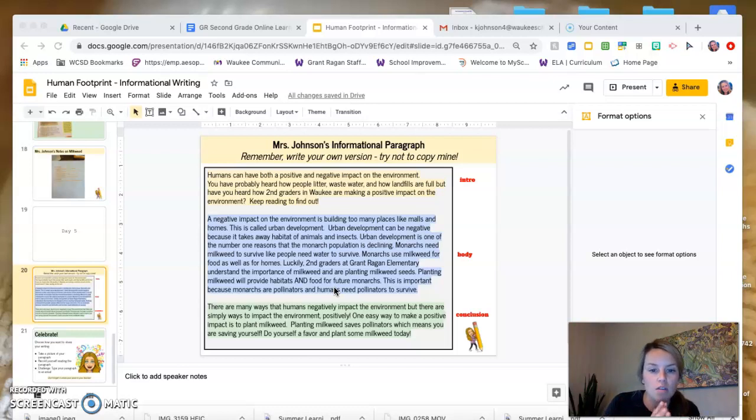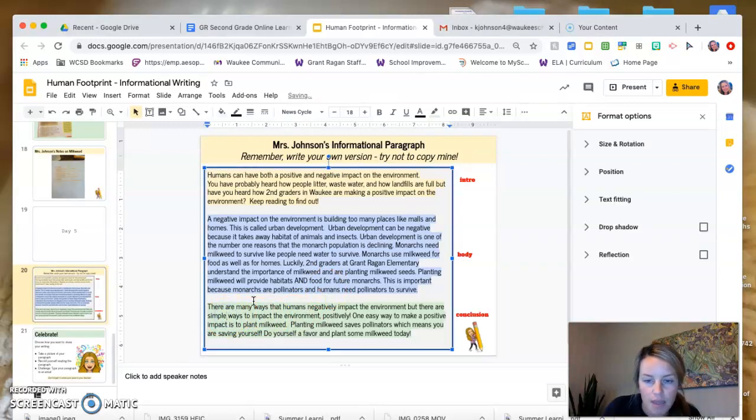There are many ways that humans negatively impact the environment, but there are simple ways to impact the environment positively. One easy way to make a positive impact is to plant milkweed. Planting milkweed saves pollinators, which means you are saving yourself. Do yourself a favor and plant some milkweed today.